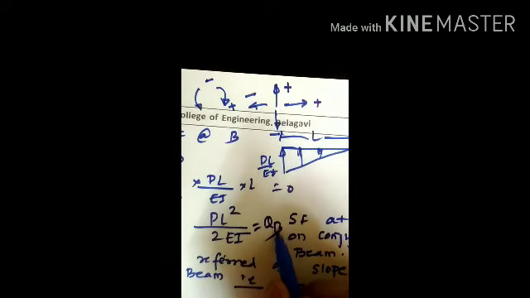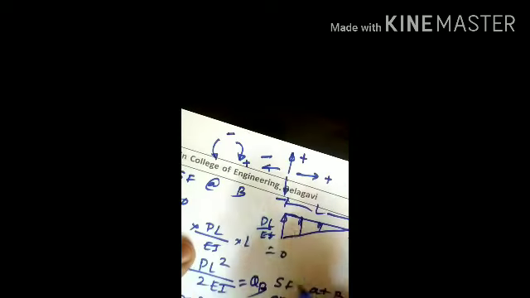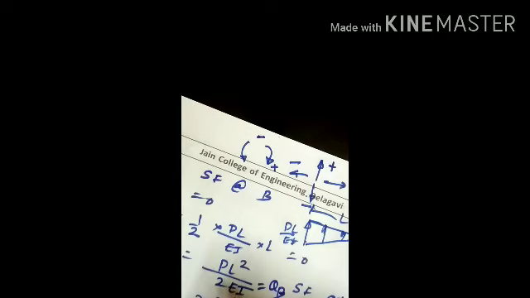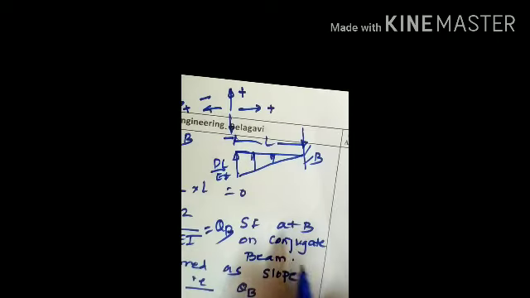Whatever shear force you have calculated, how we have calculated, again check out. Considering summation Fy is equal to 0, minus VB. Why minus? Because all downward forces are negative, all upward forces are positive. Here reaction is downward, so minus VB, plus half PL by EI, that is height of the triangle, into base of the triangle, which is L, equal to 0. So VB is equal to PL square by 2EI. VB is the shear force on the conjugate beam. The same thing we are going to call the slope on the real beam. This is what is required to us now.